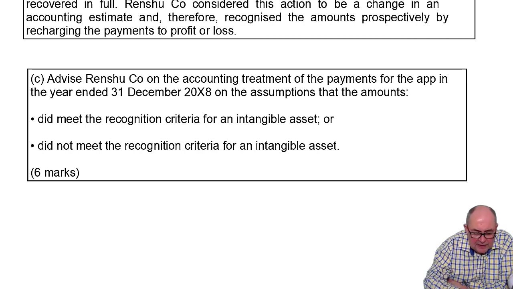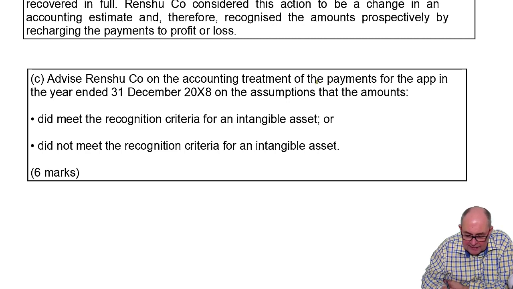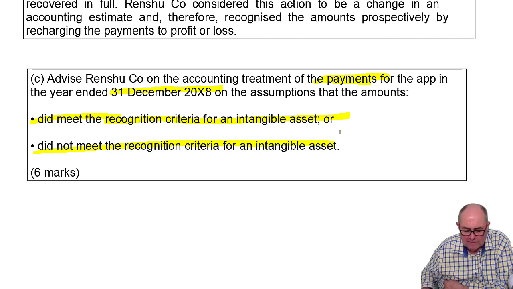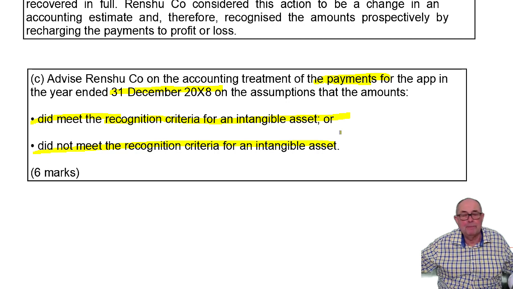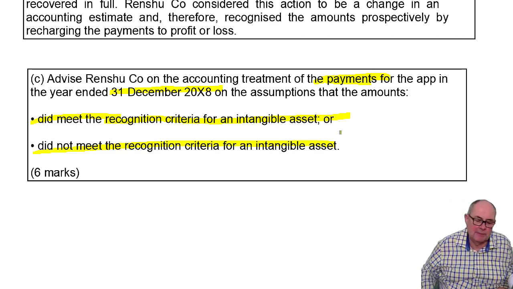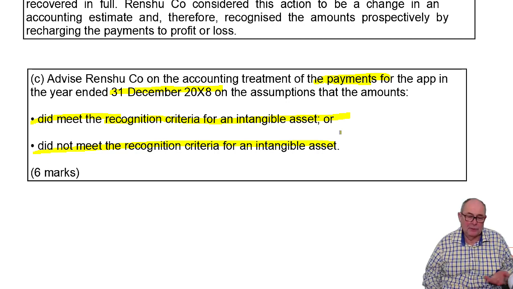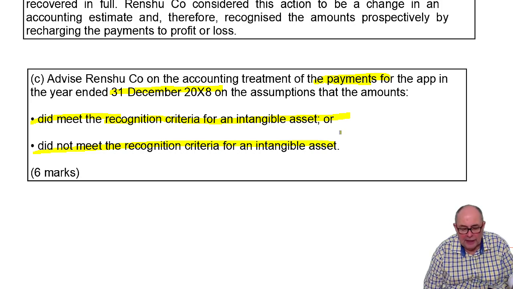So, some kind of payment is being made. Okay, so we're crediting cash and debiting something. We're looking at this year. What happens if it is an intangible, and what happens if it's not? So your mind is saying, well, if it's an intangible, you capitalize it. If it's not an intangible, you expense it. Now, if you need to, pause the recording and read the scenario.